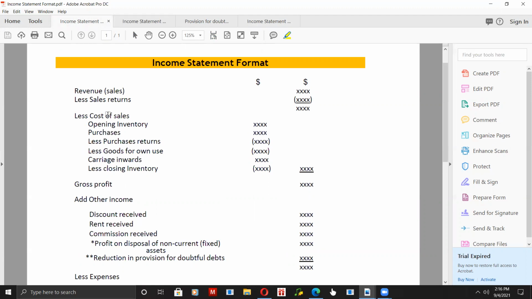And then you've got your cost of sales. So cost of sales, you have your opening inventory plus purchase minus purchase returns. Then you've got your goods for own use or drawings.